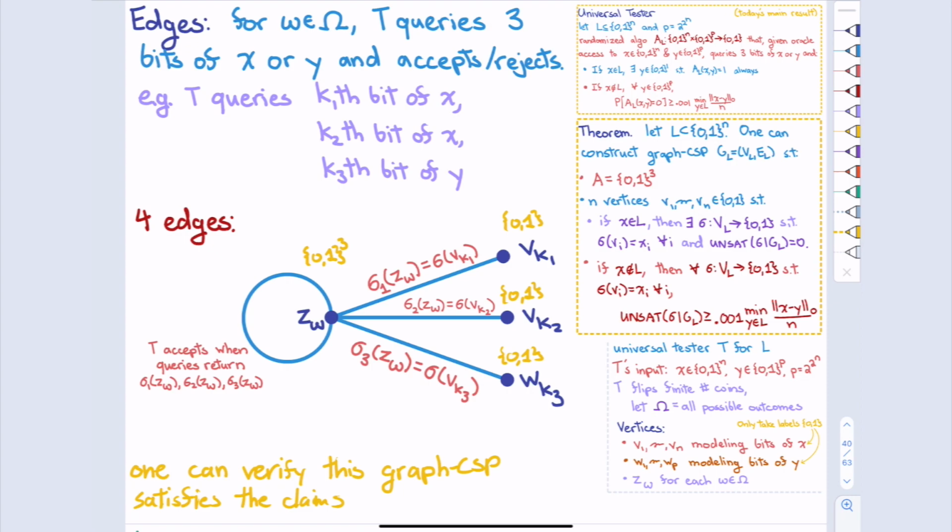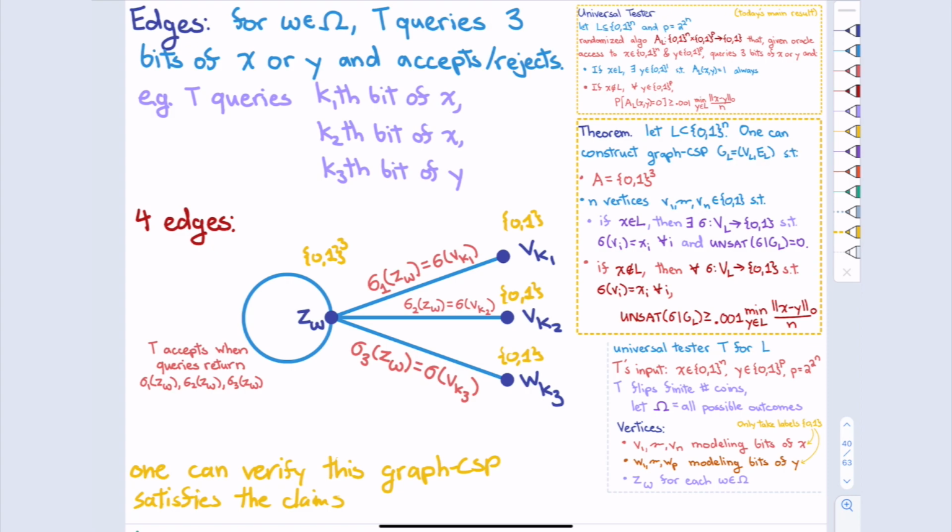So what's great about this universal tester is that it's so simple. It only looks at 3 bits and flips some coins. That's really all we know about it, and it says yes or no. And it's simple enough that you can encode it in a graph annotated with a little additional logic, which is what graph CSP is. So it only takes a few pairwise relationships to encode the whole logic of a universal tester. Does that make any sense?